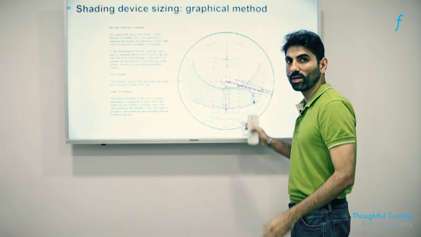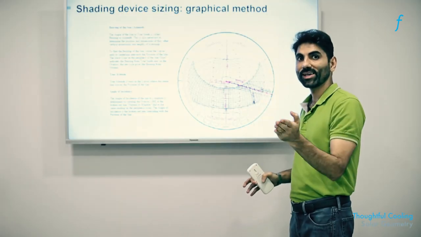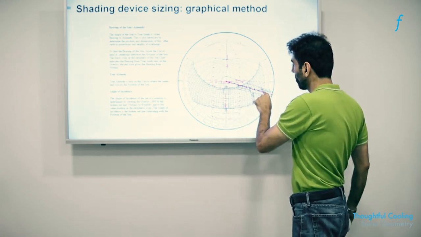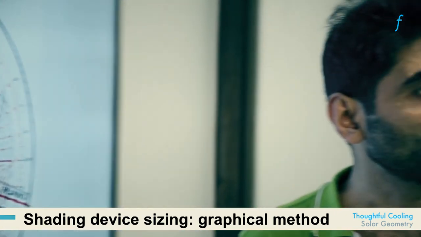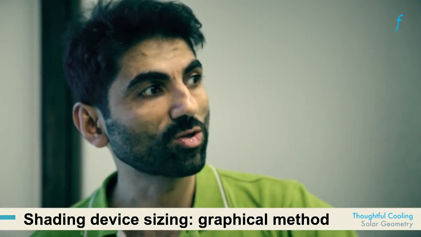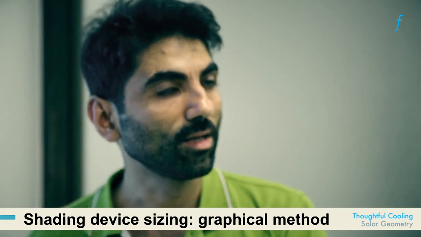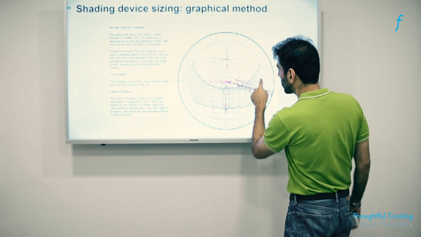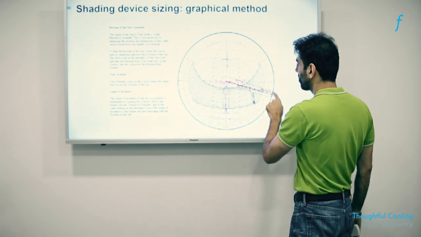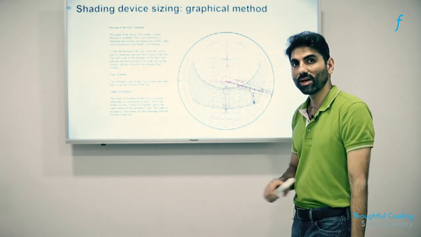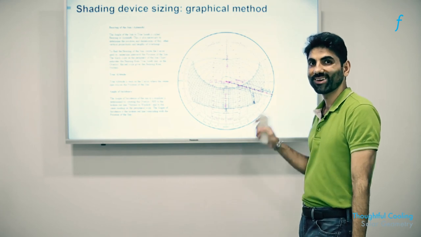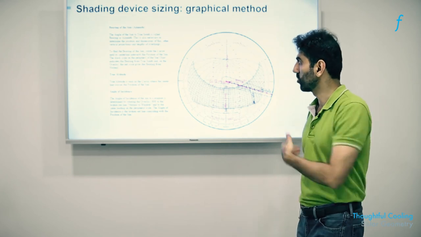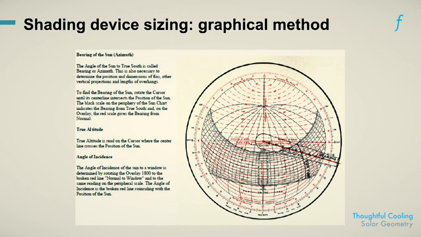This will allow me to figure out the solar azimuth, and the subtraction of the bearing and the solar azimuth, and the window azimuth will give me what's called the horizontal shading angle. So the first one is called the VSA, vertical shading angle, which I got from this line, the red line, and this is going to give me my horizontal shading angle. Once I have these two, I am now able to calculate the depth and the width of my shading devices, which is depicted in the next chart.